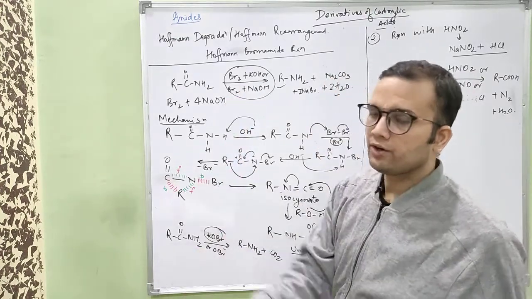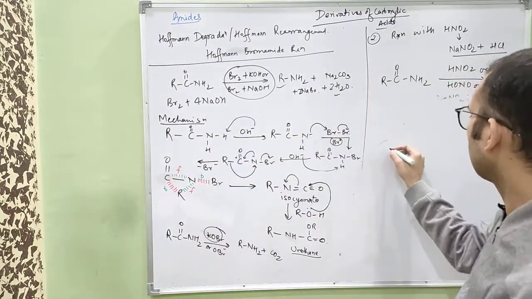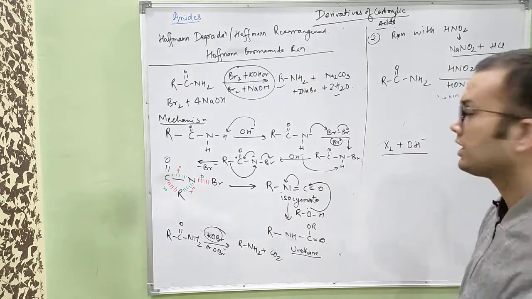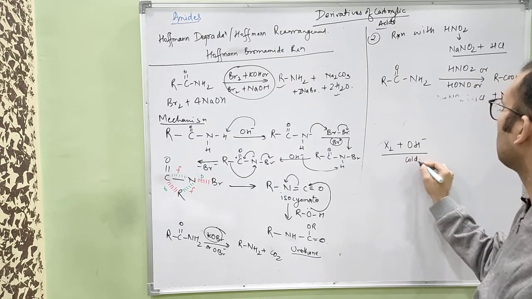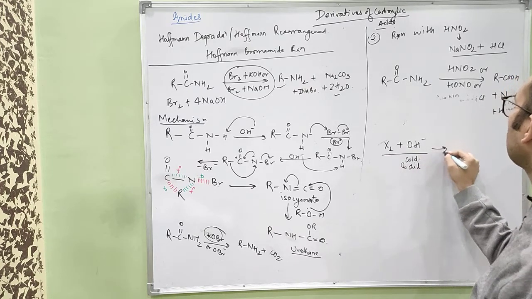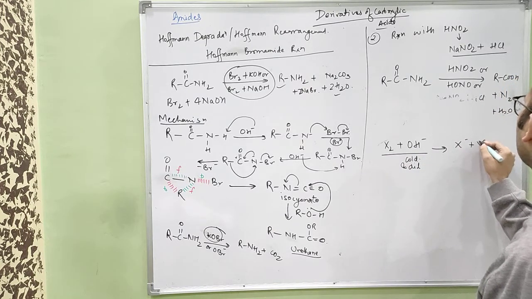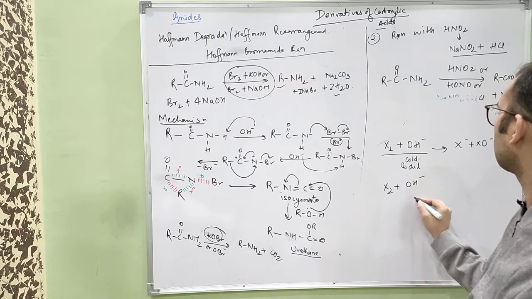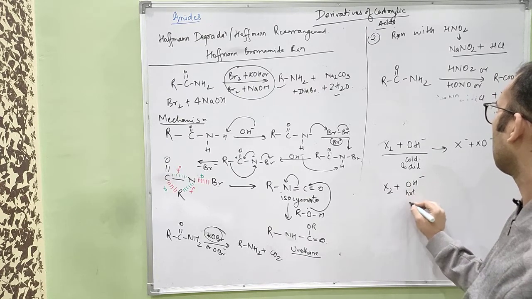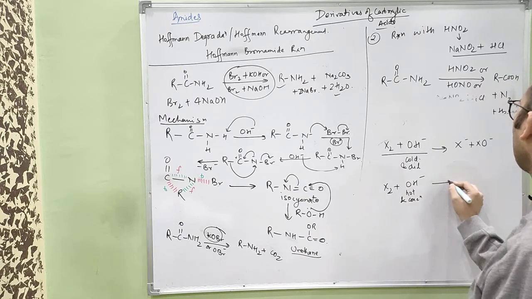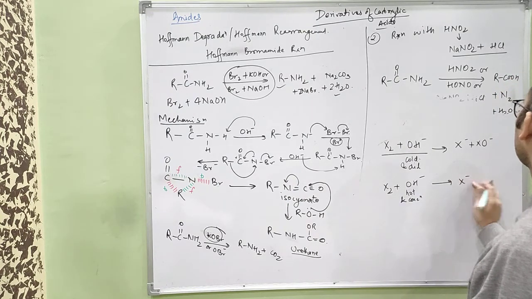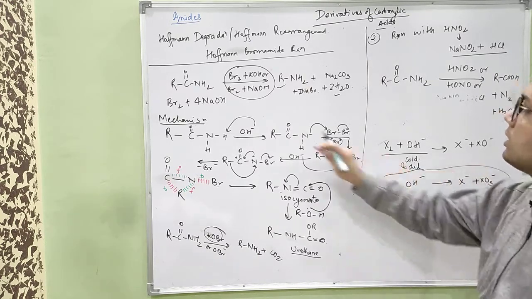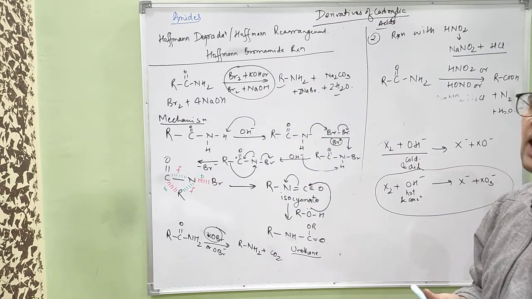Whenever Br2 and KOH are kept together, like for example X2 and OH minus, I'm giving you a very, very general reaction. If this OH minus is cold and dilute, you will always get something like this. And whenever this OH minus is hot and concentrated, you will always get X minus plus XO3 minus. So here we will put NaOH or KOH in cold and dilute condition.